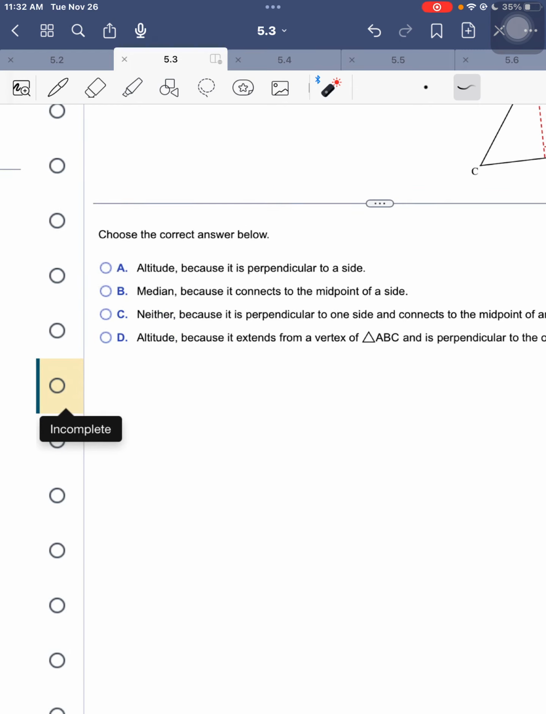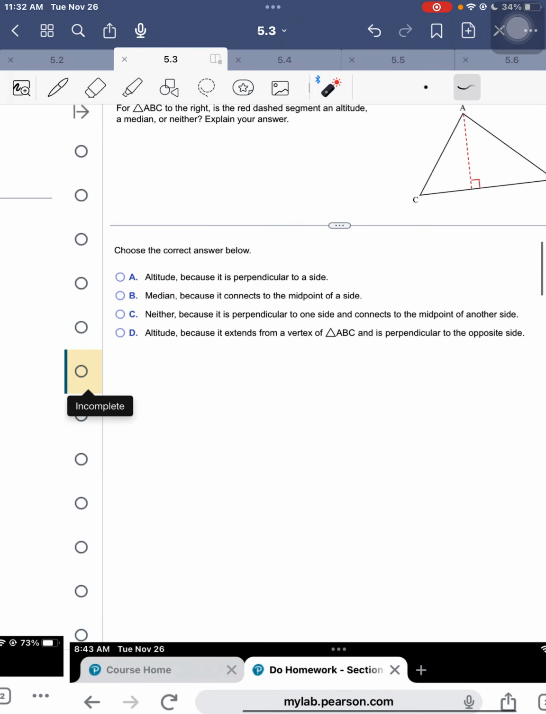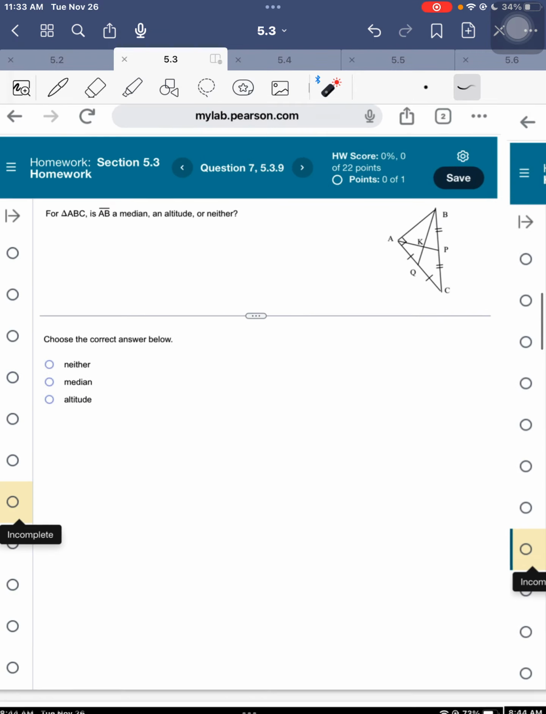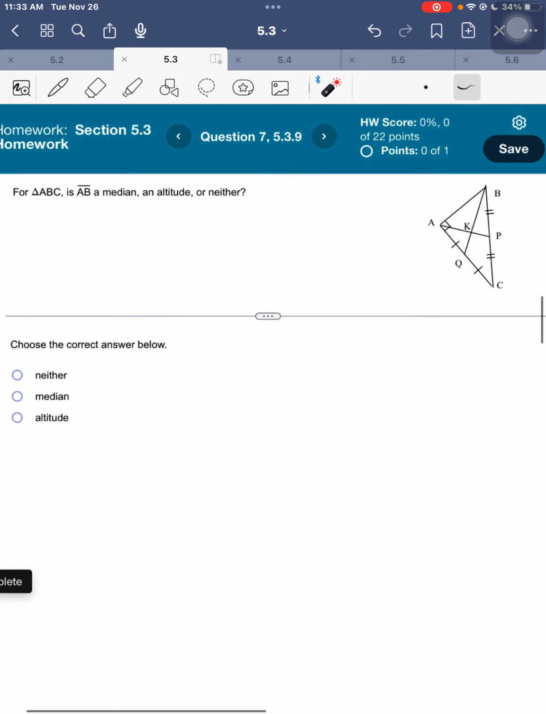Now the question is, is it an altitude because of D or is it an altitude because of A? Well, is it an altitude because it is perpendicular to a side? I mean, it is perpendicular to a side, but is that why it's an altitude? I don't know. Let's keep reading. So altitude, let's look at D and see if it's a better answer. So altitude, because it extends from a vertex of ABC and is perpendicular to the opposite side. That's my answer. Okay? So my answer is D. We've already gone over that a lot in class, so I think we're good with that one.